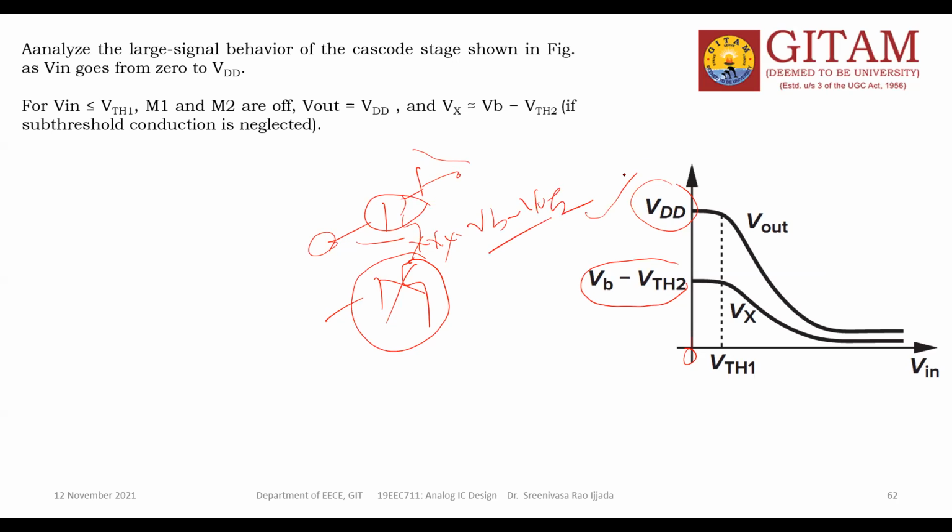It starts from there. Whenever the supply for the M1 gate crosses VTH1, M1 enters into saturation. Whenever it enters saturation, definitely the current will flow in the circuit. Therefore, obviously, the output voltage and Vx decrease from VDD and VB minus VTH2.